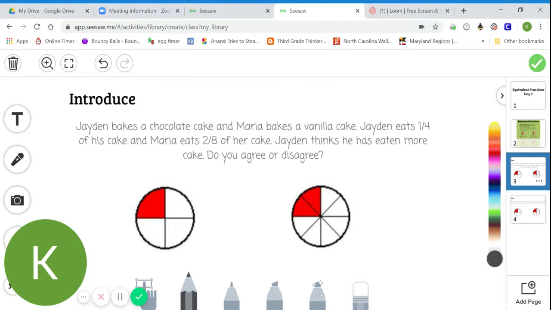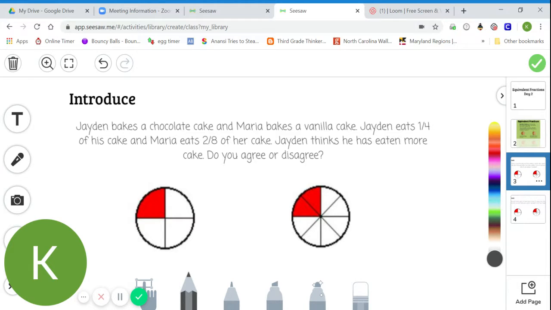Jaden bakes a chocolate cake and Maria bakes a vanilla cake. Jaden eats 1/4 of his cake and Maria eats 2/8 of her cake. Jaden thinks he has eaten more cake. Do you agree or disagree? Let's start by looking at our models. I'm going to make sure I label each piece of the cake so I know which one I'm talking about.